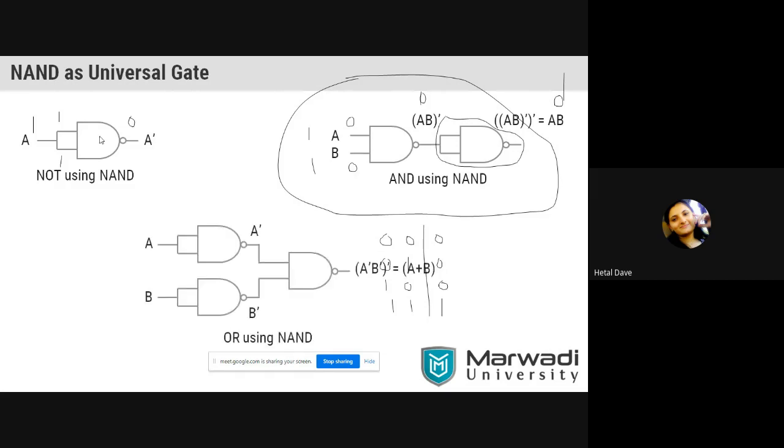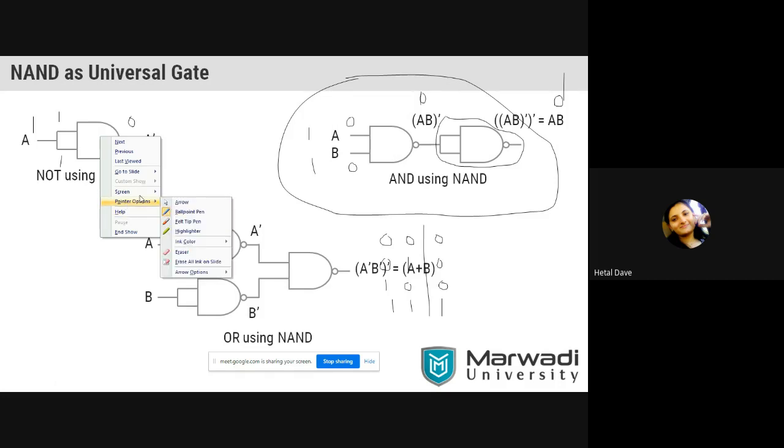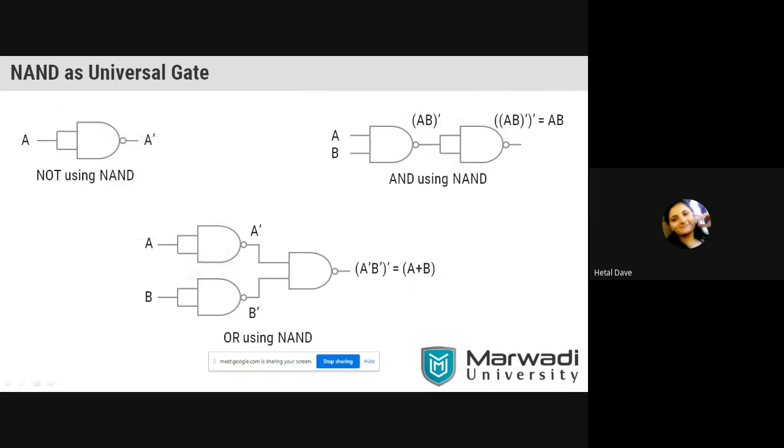Last one, let me remove this first. A NAND gate can work as an OR gate. I already talked about the three basic gates: AND, OR, and NOT. The three basic gates can be developed. Now observe this, and if you have any doubt, please let me know. How does the OR gate function work?